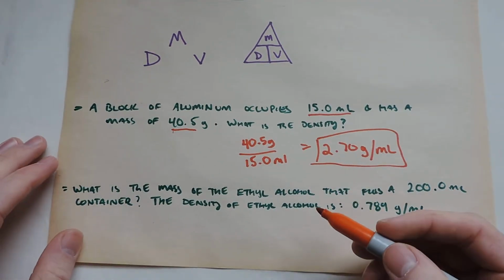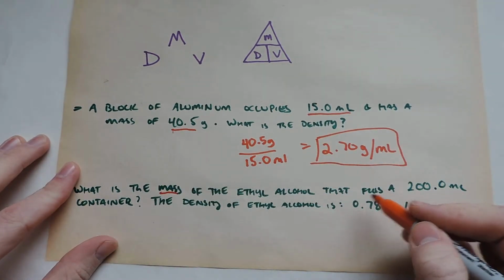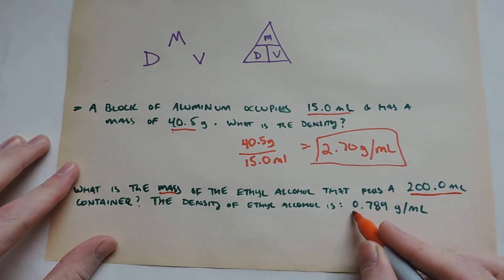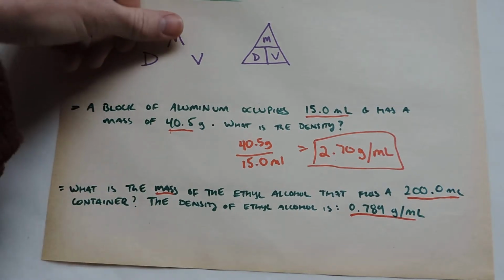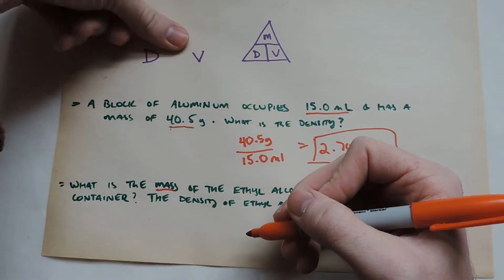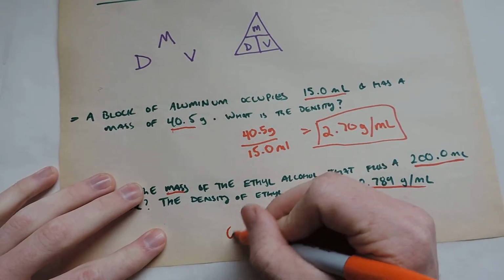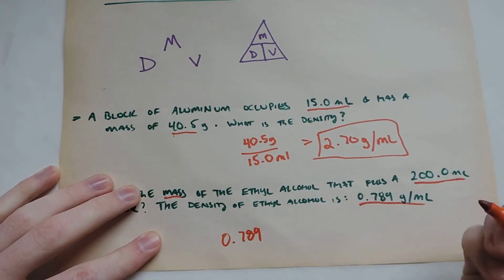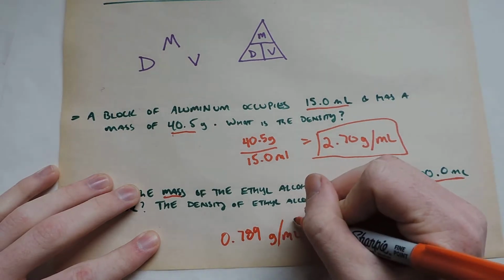Now for the second one, what is the mass? We're looking for the mass of ethyl alcohol. We're given the volume, and we're also given the density. So again, we're looking for the mass. What we are going to do then is density times volume. In this one, because multiplication is commutative, you can do volume times density if you want, but that's just kind of confusing.